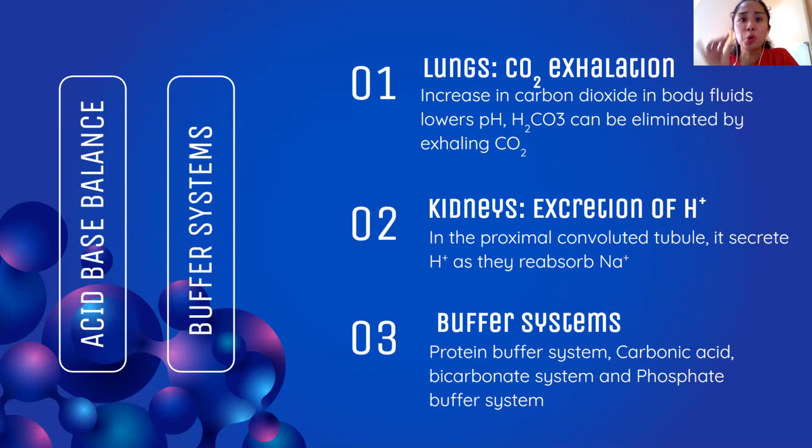Next class, your kidneys. Your kidneys now regulate your hydrogen ion. So more hydrogen ion inside the body makes your body more acidic. So once your kidneys release more hydrogen ion, guys, in your urine, then you will be more alkaline.